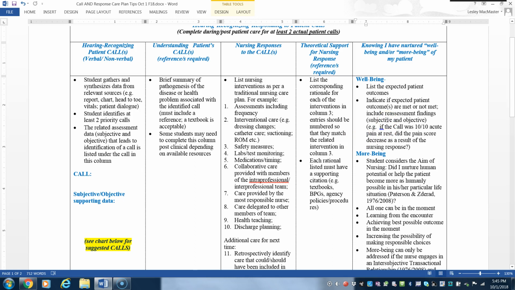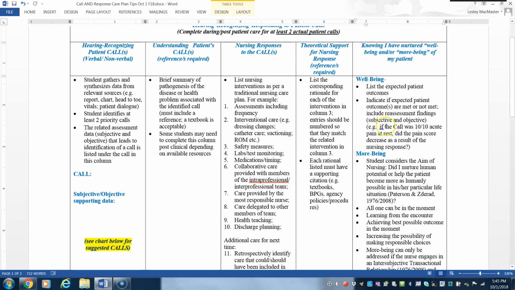Well-being really requires a list of the expected patient outcomes for an identified call, and then indicating if the expected patient outcomes were met or not. This could include a reassessment of findings, both subjective and objective. So for example, if the call was 10 out of 10 acute severe pain at rest, the outcome ideally would be pain less than or equal to 3. And if the pain score was reduced to that, then the outcome would have been met. This can be done in point form very clearly and succinctly.